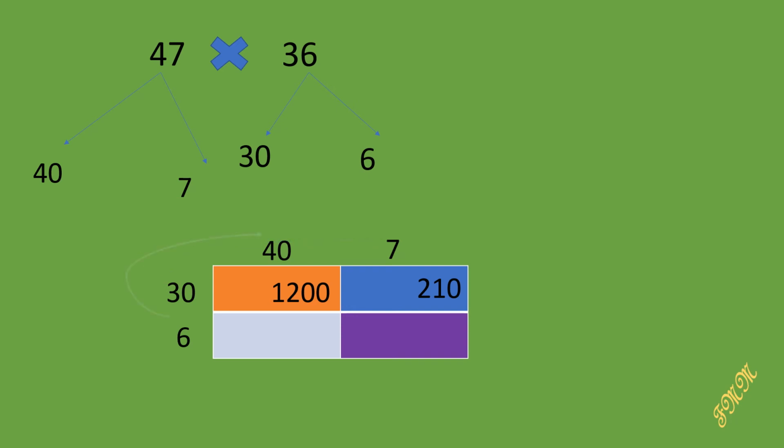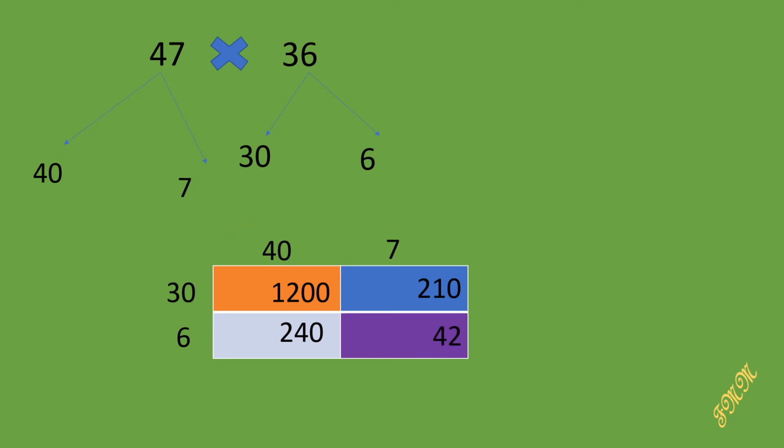Now I'm going to multiply 6 with 40. Again, 6 and 4 is 24 and a 0, so that's 240. Now finally I have to multiply 6 and 7, which gives me 42.